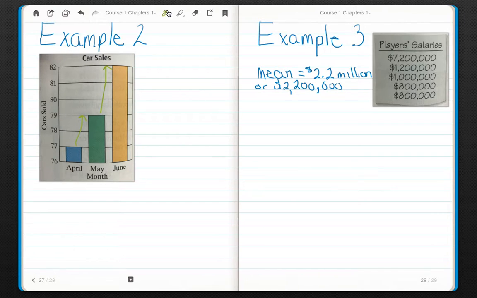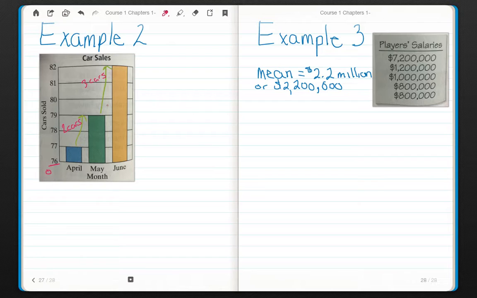really big jump. However, if we take a look, my graph does not start at 0. It starts at 76. So the difference between April and May is actually only 2 cars, and between May and June is really only 3 cars.